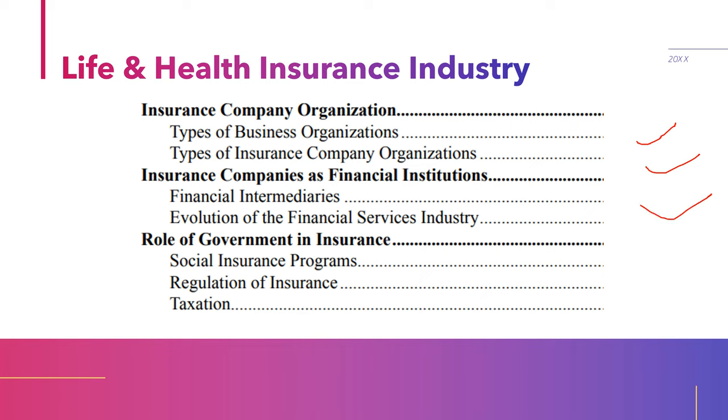Now moving to financial intermediaries. Financial intermediaries are organizations that collect funds from one group of people and channel or transfer them to another group. Insurance companies also do it like that. They take the premium from the policyholder, and once a claim arises, they pay the sum insured to the beneficiary. And coming to the evolution of the financial services industry, you can read more on LOMA 280.